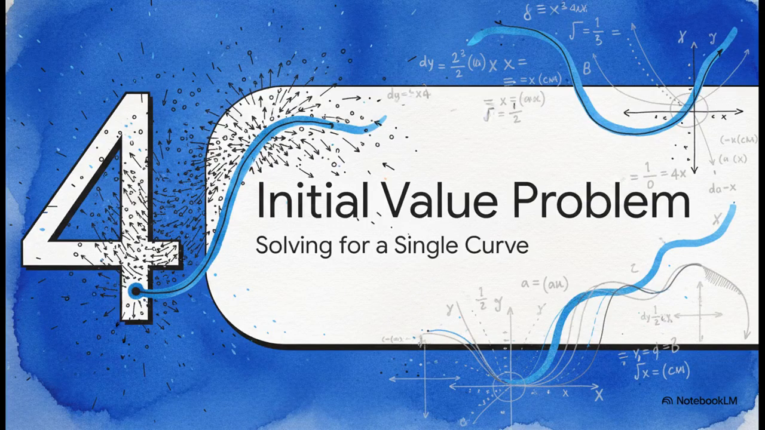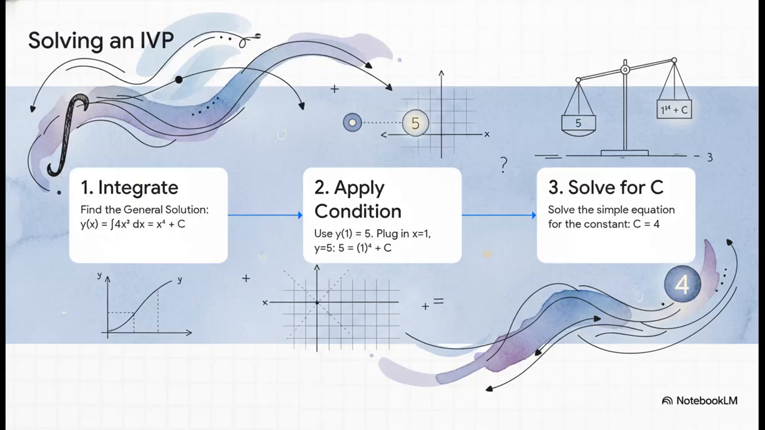And all of this leads us to something really important, the initial value problem. This is where we take a specific starting point to go from that huge family of possible solutions down to the one single curve we actually care about. Let's walk through this one. We've got y prime equals 4x cubed. And we know that when x is 1, y has to be 5.